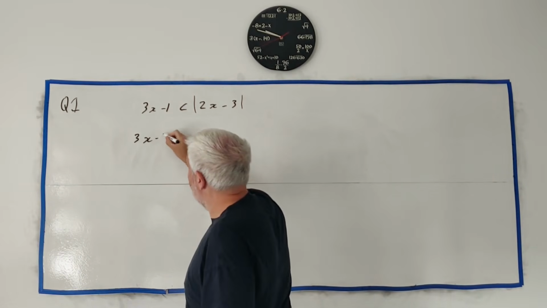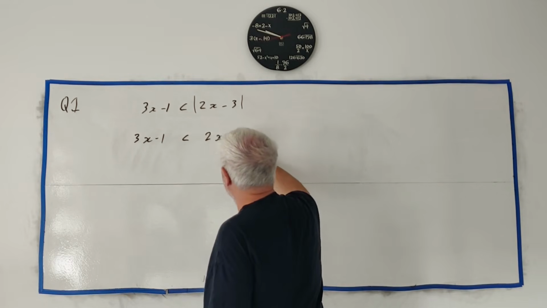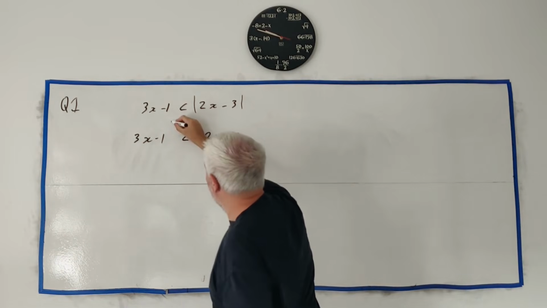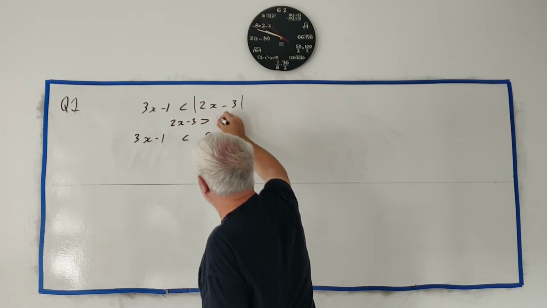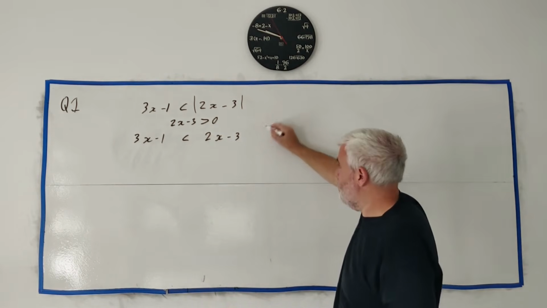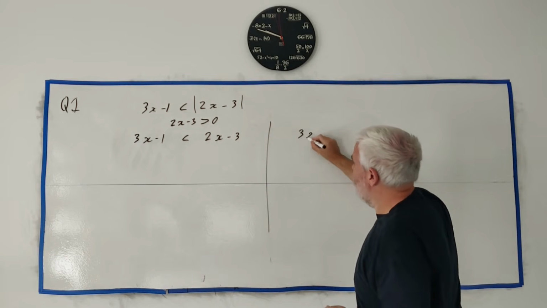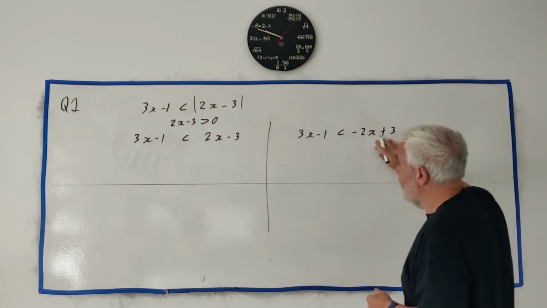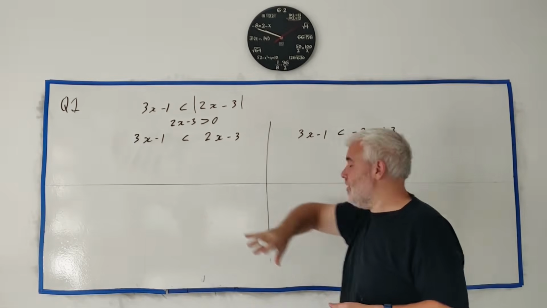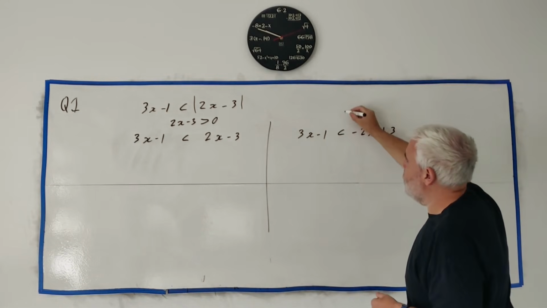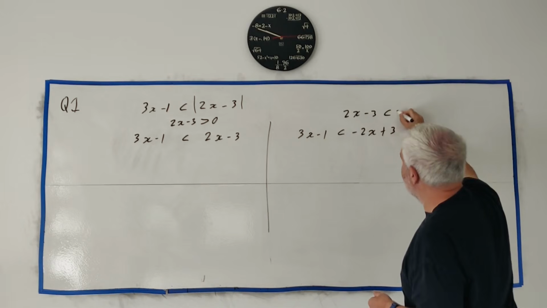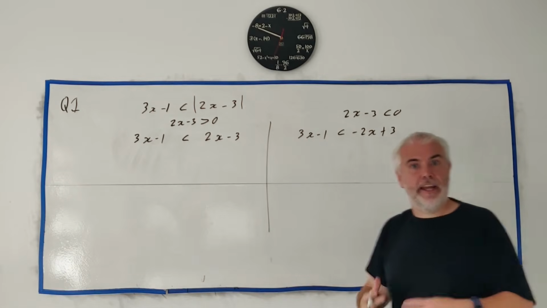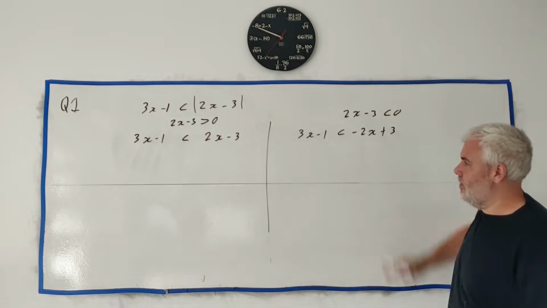We can split this into 3x minus 1 is less than 2x minus 3 when this is bigger than 0. And we need to have this as 2x minus 3 is bigger than 0. When that's bigger than 0, we're in this world. And then the other possibility is 3x minus 1 is less than minus 2x plus 3. That's if in here was minus. And that would be the case when 2x minus 3 is less than 0. Because when this is less than 0, the absolute value kicks in and changes the sign of everything. That's how we get this sign change.